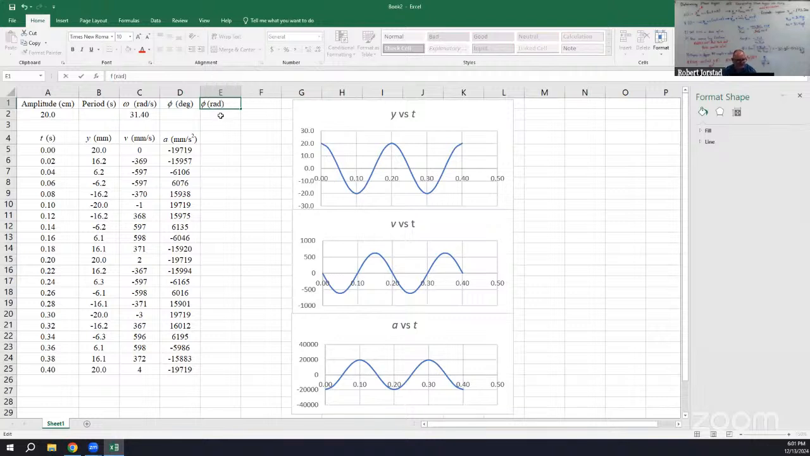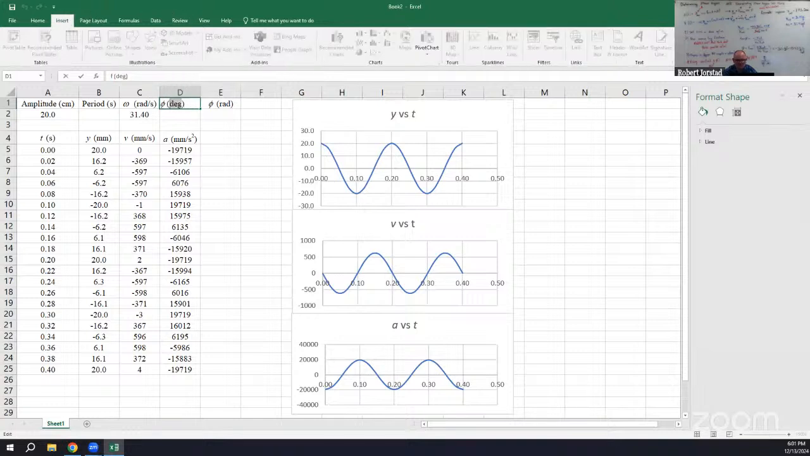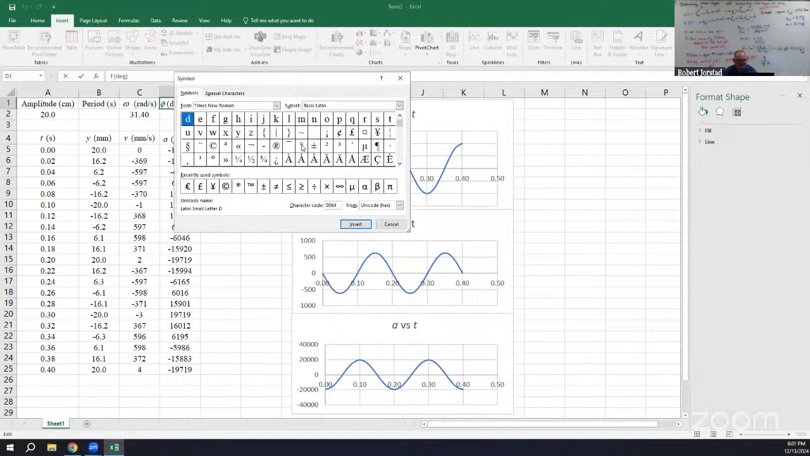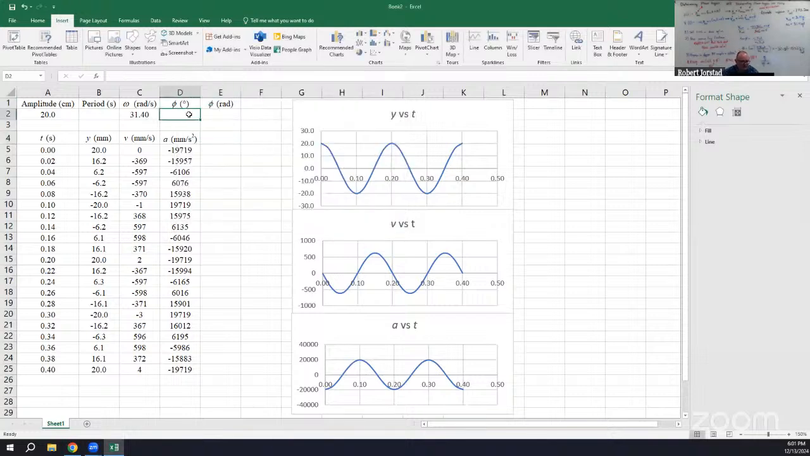degrees and radians. If you're wondering how to get the degree symbol, well, I don't want you to do that right now, but I guess I'll show it. Insert symbol, and you can look around for the degree symbol. There it is, insert. Okay, so that's how you could get degrees or radians.